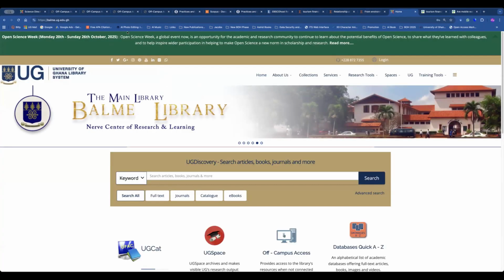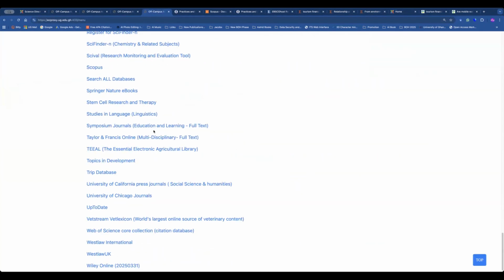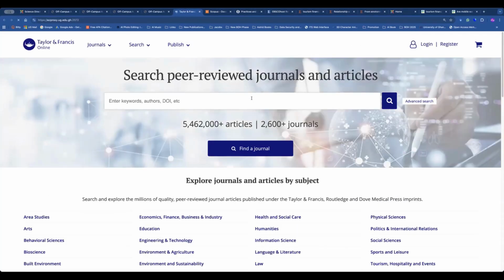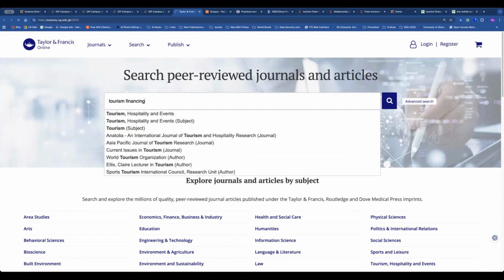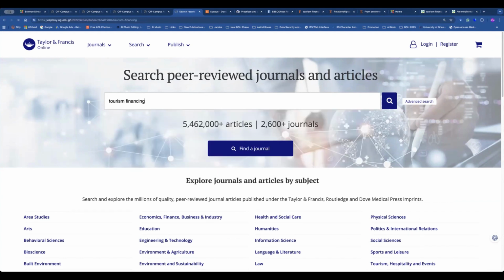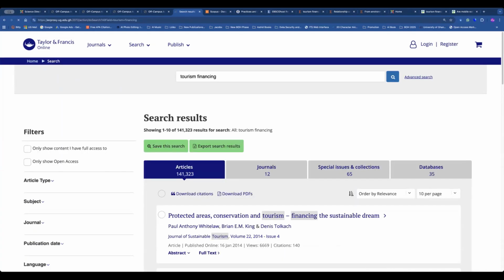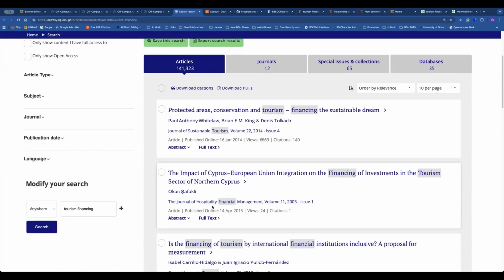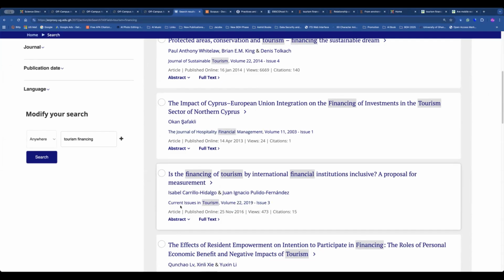Which other one? Taylor and Francis. Okay, let me check. Taylor and Francis is another good platform to check. I'll give you a list of these firms, these companies. I'll post it because it's taking too much time. Taylor and Francis too has come here. Tourism. Now you see some on financing, tourism, financing. Okay, so even this one has a lot of things on tourism already. So it's a social science platform, so you can see that they are good. It has quite a number of journals, even on sustainable tourism. So this is very good if you are doing something like hospitality and financial management. So you see that there are really current issues in tourism.